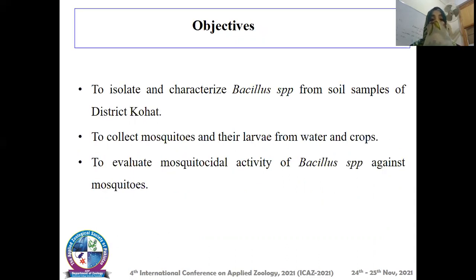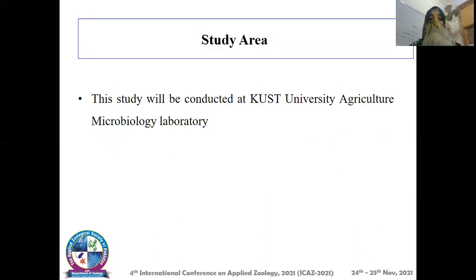These are the three objectives of my research. Number one was to isolate and characterize Bacillus species from soil samples of district Kohat. Number two, to collect the mosquitoes and larvae from water and crops. And number three, to evaluate the mosquitocidal activity of those isolated Bacillus species against mosquitoes. The study area of my research was the agricultural microbiology lab of Kohat University.